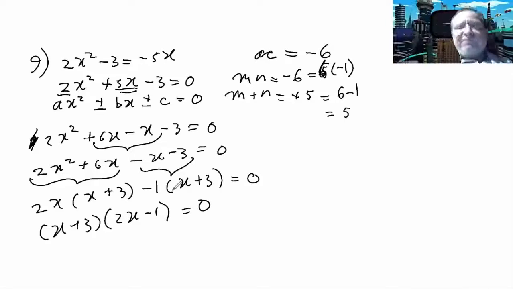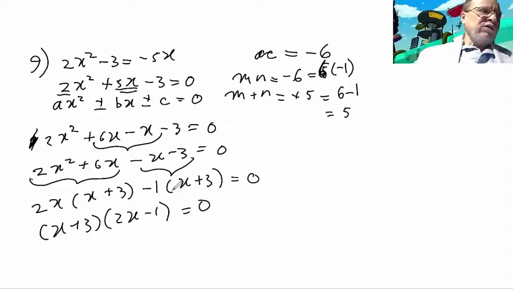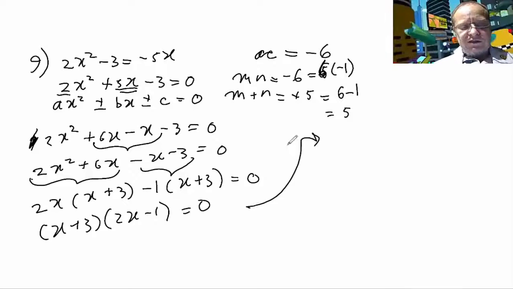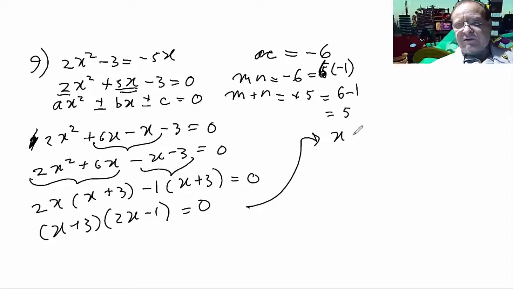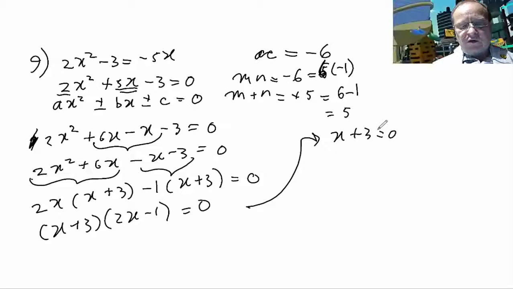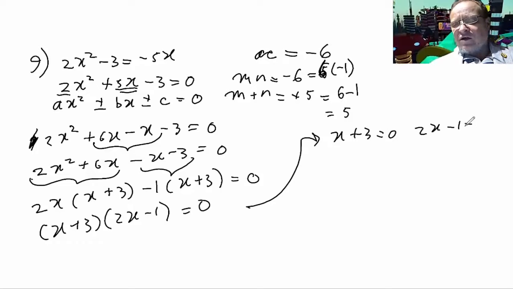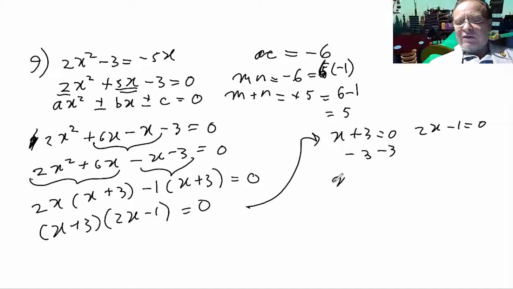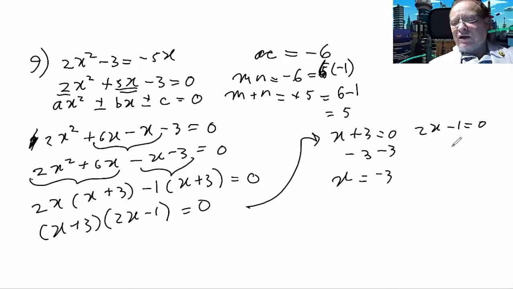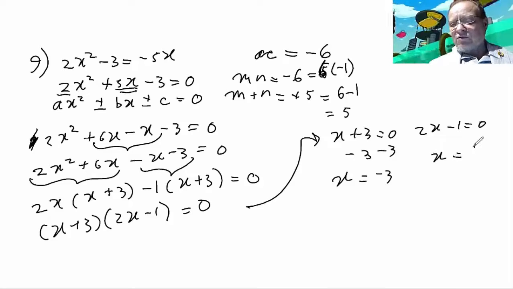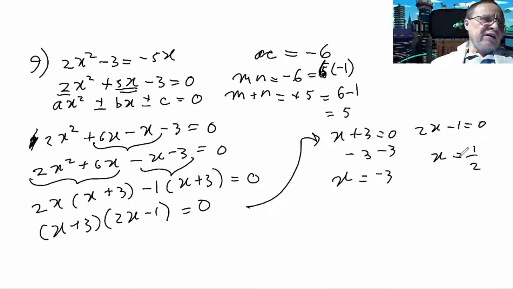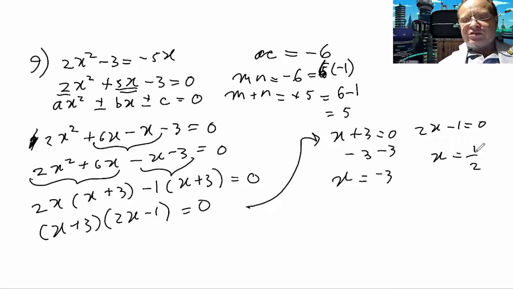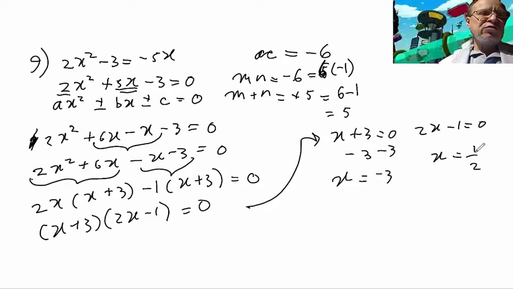And of course, if you don't like this way of factoring, you can factor it any way you like, but I like to do it this way. So now I'm going to take my two terms, and I have x plus 3 is equal to 0, and I have 2x minus 1 is equal to 0. And then I subtract 3, and I get x is equal to negative 3. And here I get x is equal to 1 over 2. And again, fractions do happen, so don't be afraid if you get fractions in your answer.